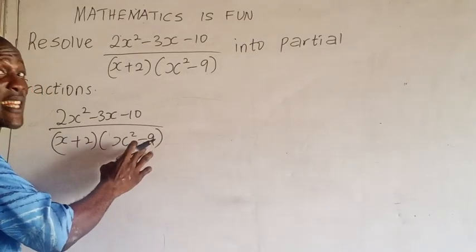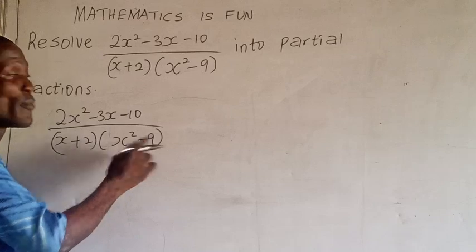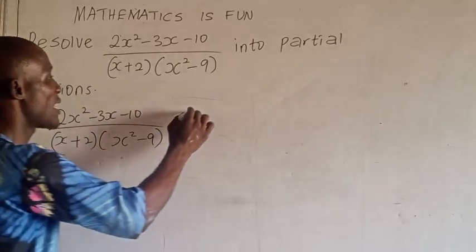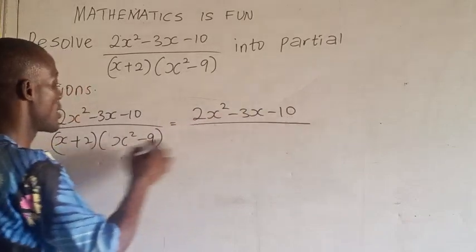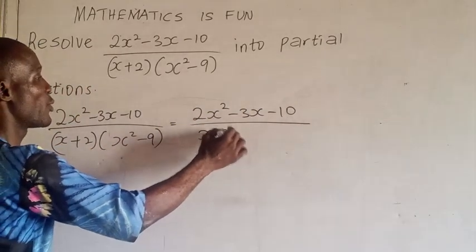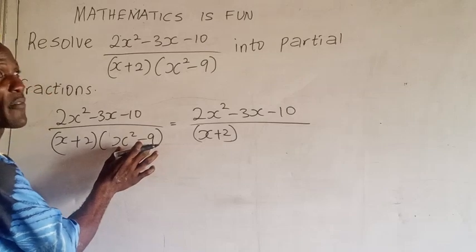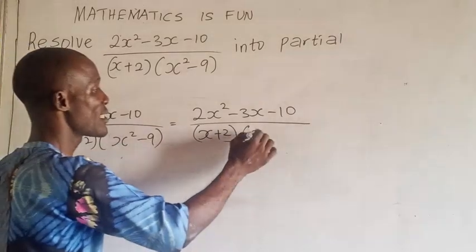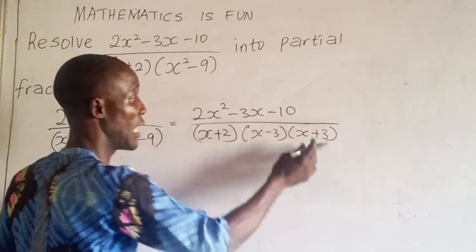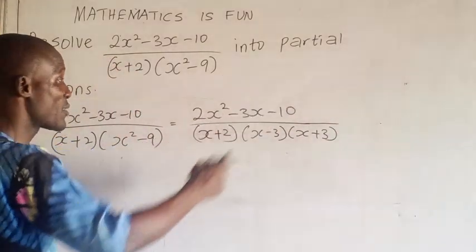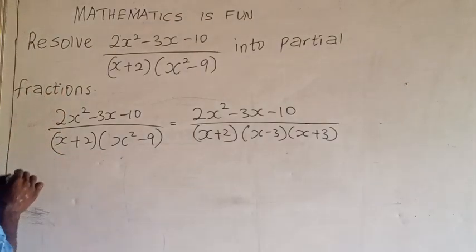x squared minus 9 is a perfect quadratic binomial, which this very expression I can rewrite as (2x squared minus 3x minus 10) over (x plus 2). So this perfect quadratic binomial can be written as x minus 3, x plus 3. And if you like, you can put x plus 3 at the front and put x minus 3 at the back. They are still the same thing.